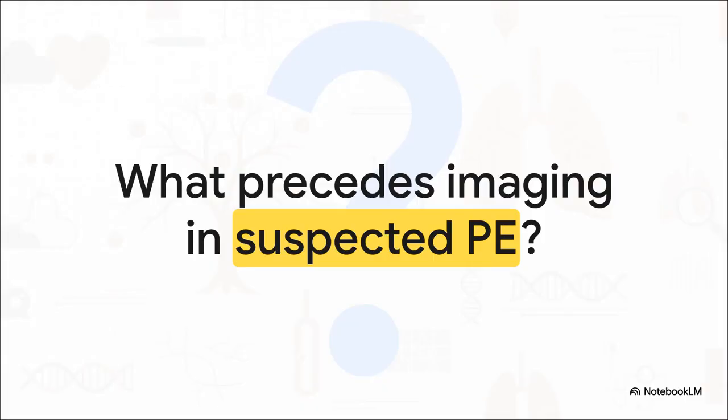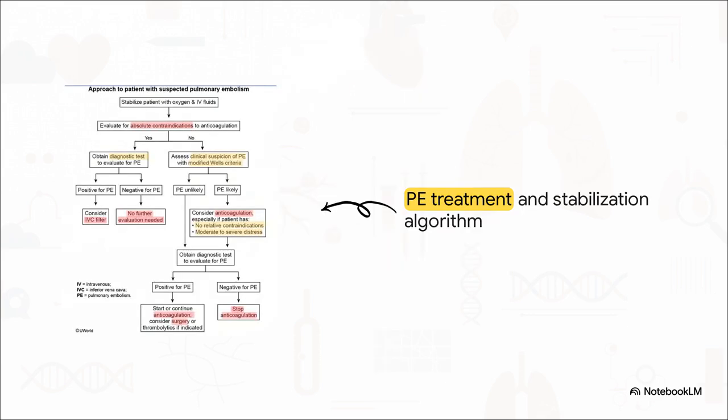Pivoting to pulmonary vascular emergencies now, imagine a patient in moderate distress with a very high clinical likelihood of a pulmonary embolism. What crucial step has to happen before you even think about diagnostic imaging, assuming there are no contraindications? First, you stabilize them with oxygen and IV fluids. Then, if they're in moderate to severe distress, have a likely PE, and have no absolute bleeding contraindications, you must start anticoagulation before obtaining your diagnostic test. Seriously, do not delay a heparin drip just to get them to the CT scanner.